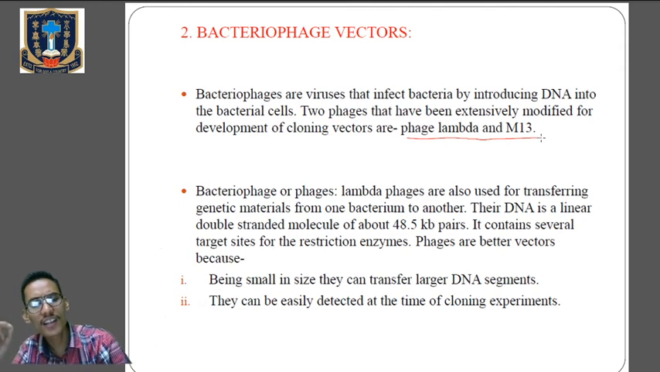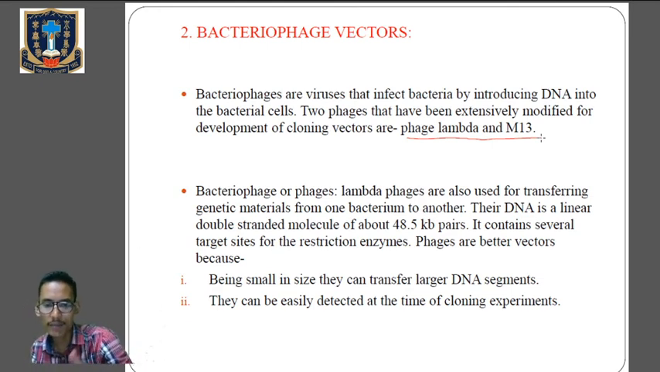Their DNA is a linear double-stranded molecule of about 48.5 kilobase pair. It contains several target sites for the restriction enzymes, and phages are better vectors. Why? They're small in size and they can transfer large DNA molecules or segments. Number two, they can be easily detected at the time of cloning experiments.